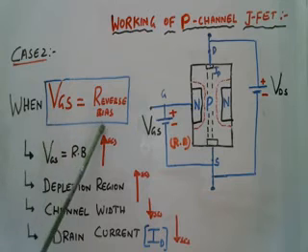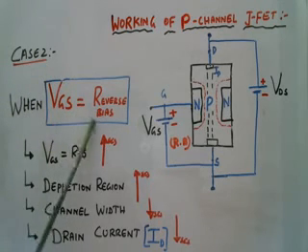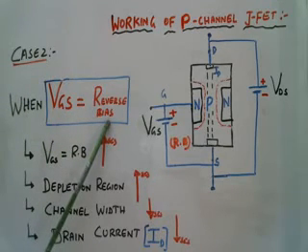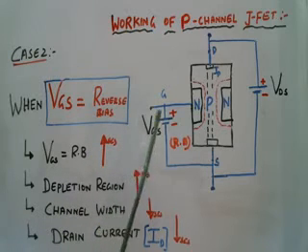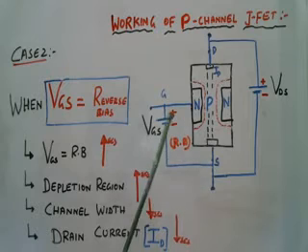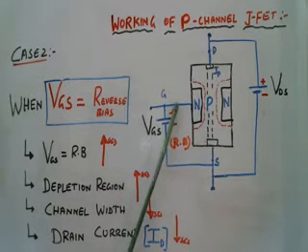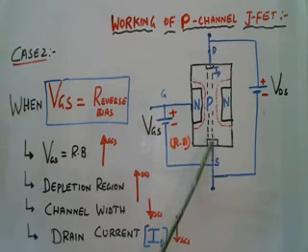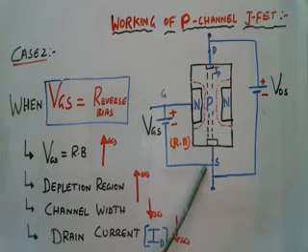Case 2, when VGS is reverse biased. We know that whether N channel JFET or P channel JFET, VGS is always reverse biased. VGS is the voltage between gate and source. This is the gate terminal and this is the source terminal. The positive terminal goes to the N type, and the negative terminal goes to this P channel, P type. So this is reverse bias. VGS is always reverse biased, whether N channel JFET or P channel JFET.